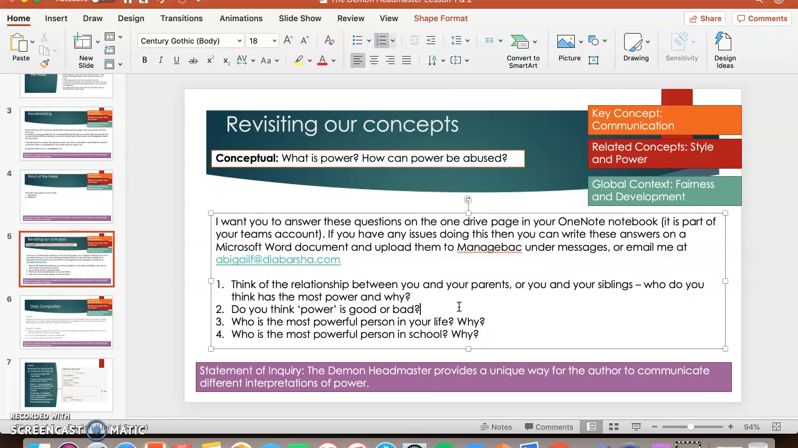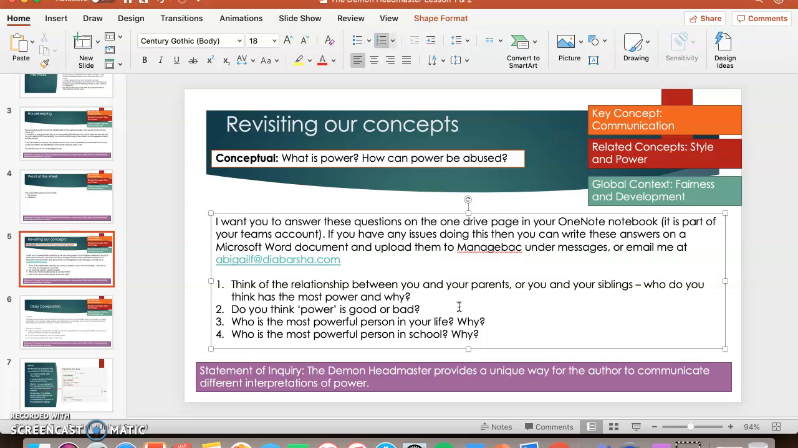Now, the reason I'm asking that is because, of course, our play is The Demon Headmaster. It's all about a headmaster at a school. So we're bringing it back now to more of the content of the play that we have been studying. And again, you can speak personally about who you feel is the most powerful person at DIA Al Barsha, or you can be quite general about who you think a powerful person in a school should be.